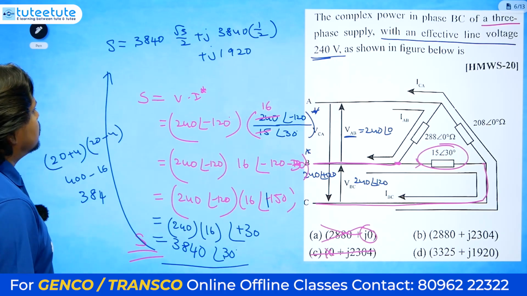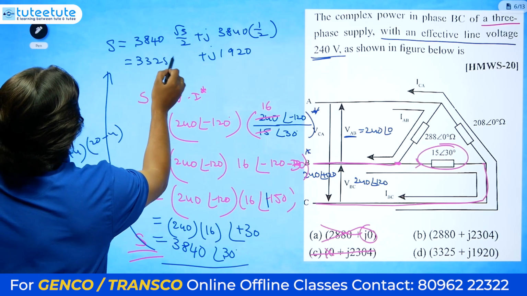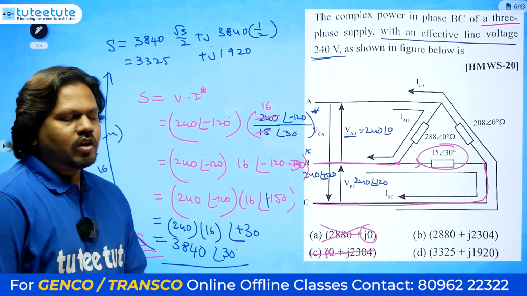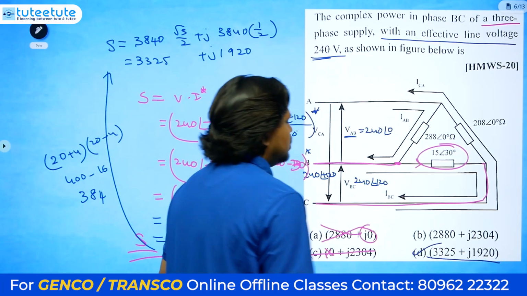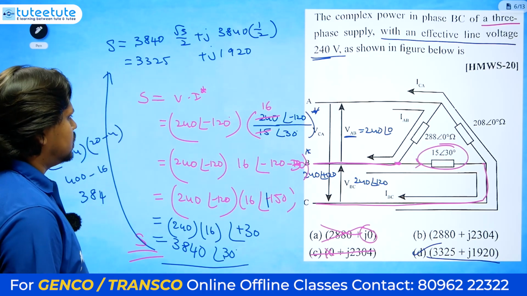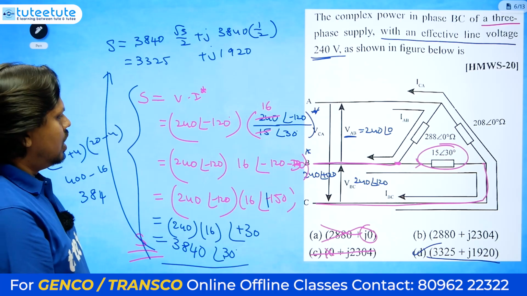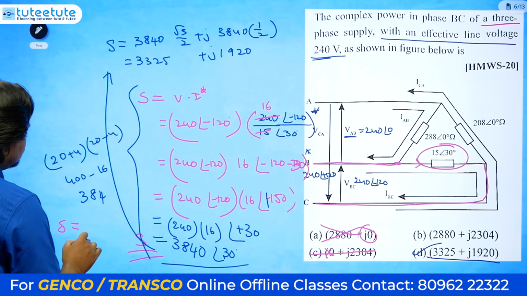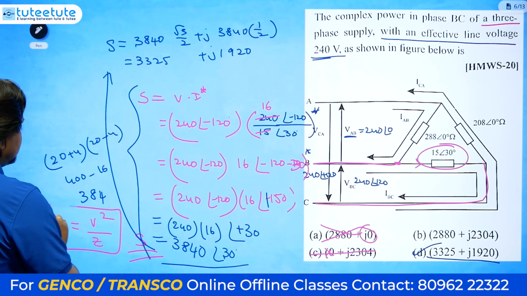Then this value will be 3325. Anyhow, 1920 into root 3 you have to do, otherwise see the option you will be getting from this. So this option is correct for this one. See how we have calculated here, like this we need to do. Otherwise, for the calculation of apparent power, another formula also we can use, like V square divided by Z. So this also we can use.